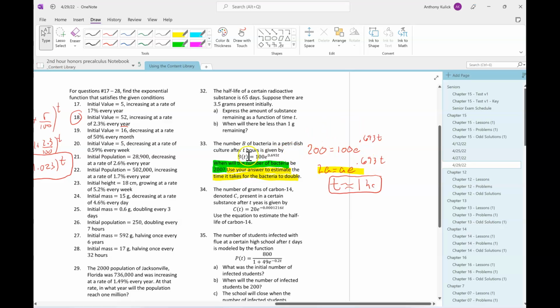All I'm doing is illustrating to you that the answer to when will the number of bacteria be 200 is the same answer as estimating the time it takes for the bacteria to double. Notice that 200 is twice 100, so it's a doubling population. If I multiplied by a over 100, where a could be any population, I'd end up with 2a equals a times e to the blah, blah, blah. So it's literally double whatever that first population is.